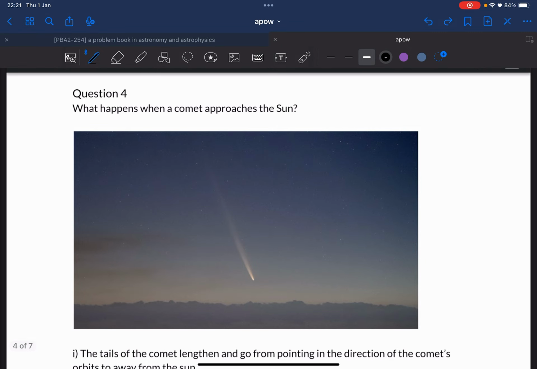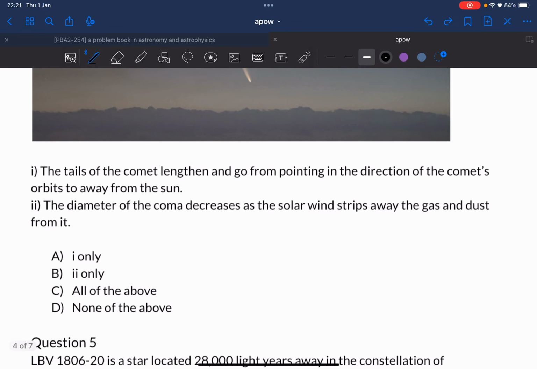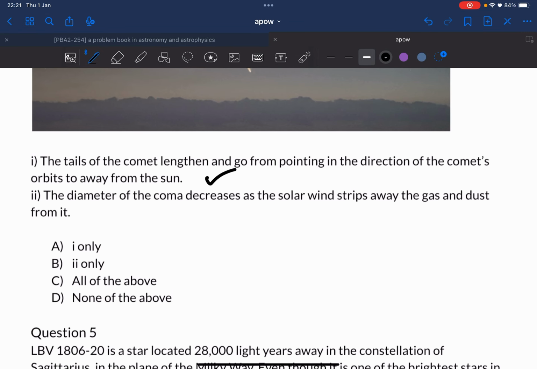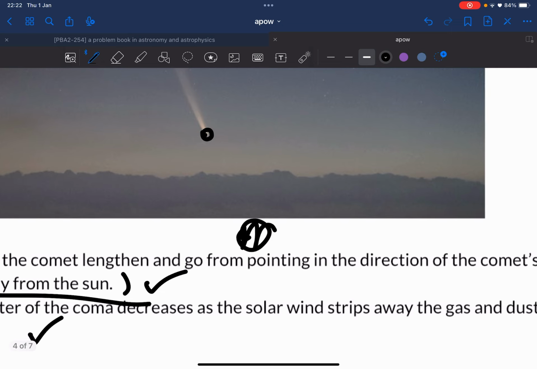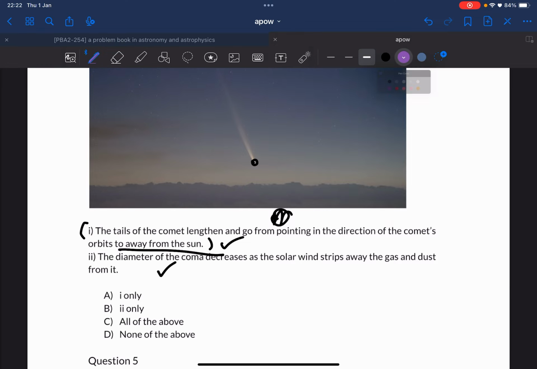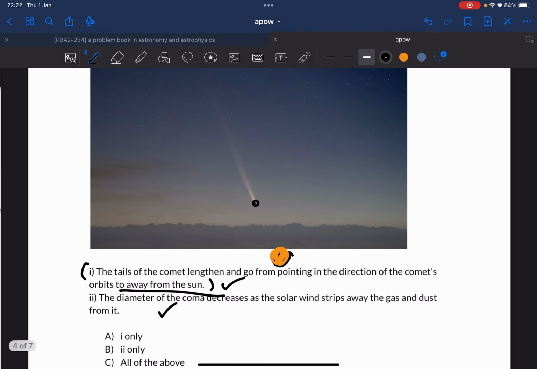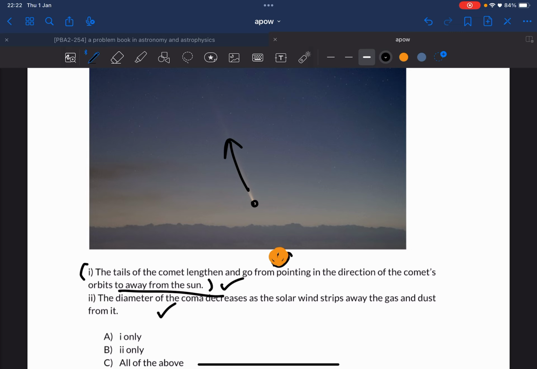But yeah, question 4: what happens when a comet approaches the sun? Yes and yes. The phrasing for this is a bit weird, but the gist of it is correct. The tail is going to point away from the sun because of the way the comet works. Here is a comet and the sun is all the way over here, which you can tell even without looking at the tail. So let's make the sun orange. There's the sun here, and the comet here, and the tail is pointing away from the sun, because the solar wind will push the stuff away.